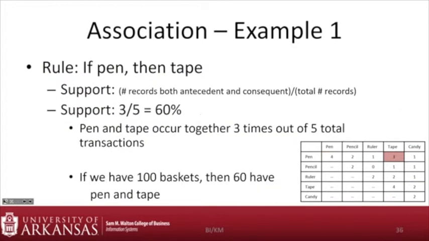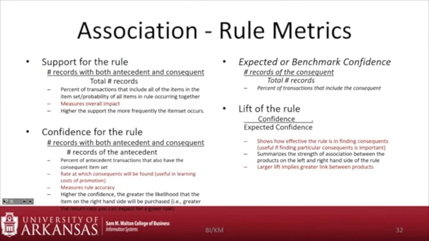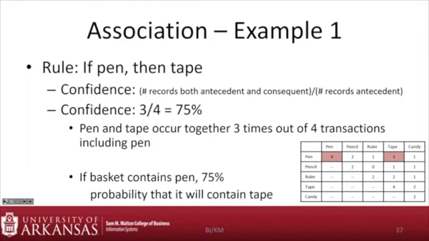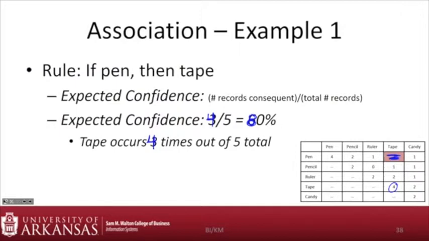So if the pen, then tape. The expected confidence. Let's go back. Here we go. So it's the number of records of the consequence divided by the total number of records. So I'm going to take back how I explained it. It's the number of records in the consequence. So it really is the 3 out of 5. Because if you didn't have a consequence, if you said it was the 4, then that has nothing to do with pen. So it's still going to be the number of records in the consequence.